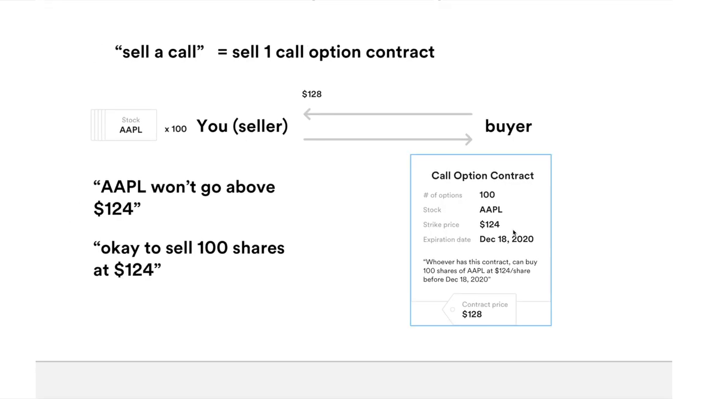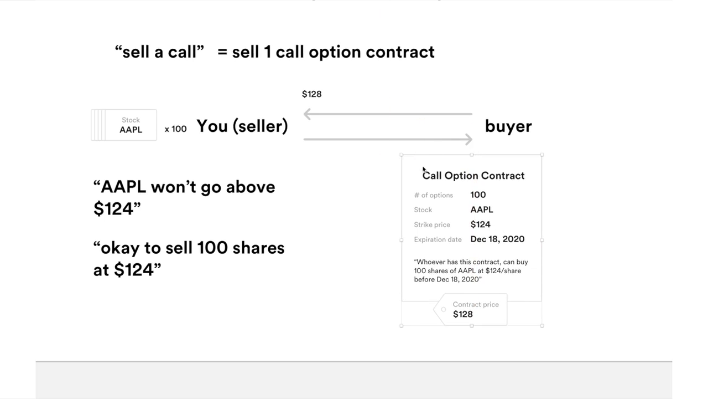In order to write or sell somebody this call option contract, you need to have 100 shares of Apple in your brokerage account as collateral, okay? Why? Because in case the buyer, the person who has the contract, decides to exercise this contract, to buy 100 shares of Apple at 124, where are the shares coming from? It's coming from you. So in that case, you were forced to sell your 100 shares of Apple at 124 to the person who owns the contract, okay?